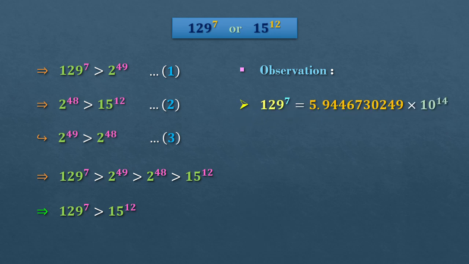Numerically, 129 to the power of 7 is approximately 5.9446730249 times 10 to the power of 14, while 15 to the power of 12 is approximately 1.2974633789 times 10 to the power of 14. This means that 129 to the power of 7 is almost 5 times larger than 15 to the power of 12. Without heavy calculations, we successfully compared two huge numbers using mathematical reasoning. This is the true power of inequalities.